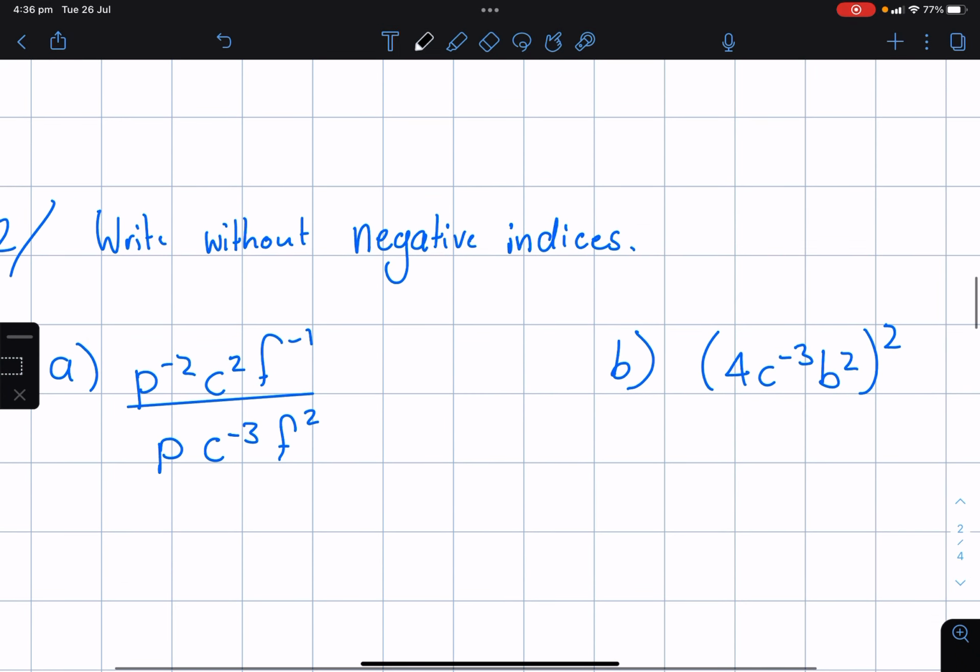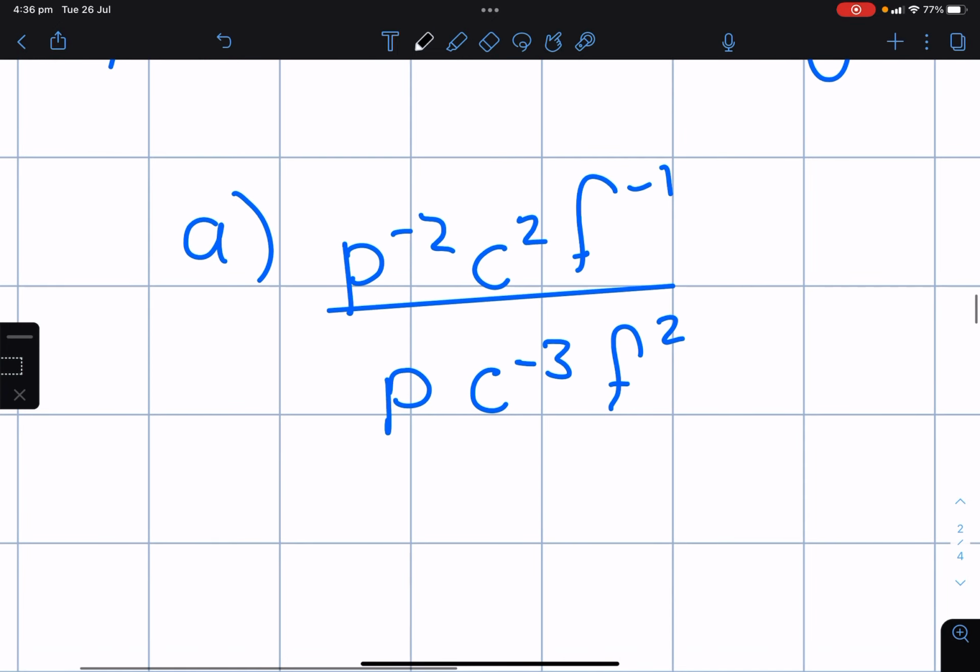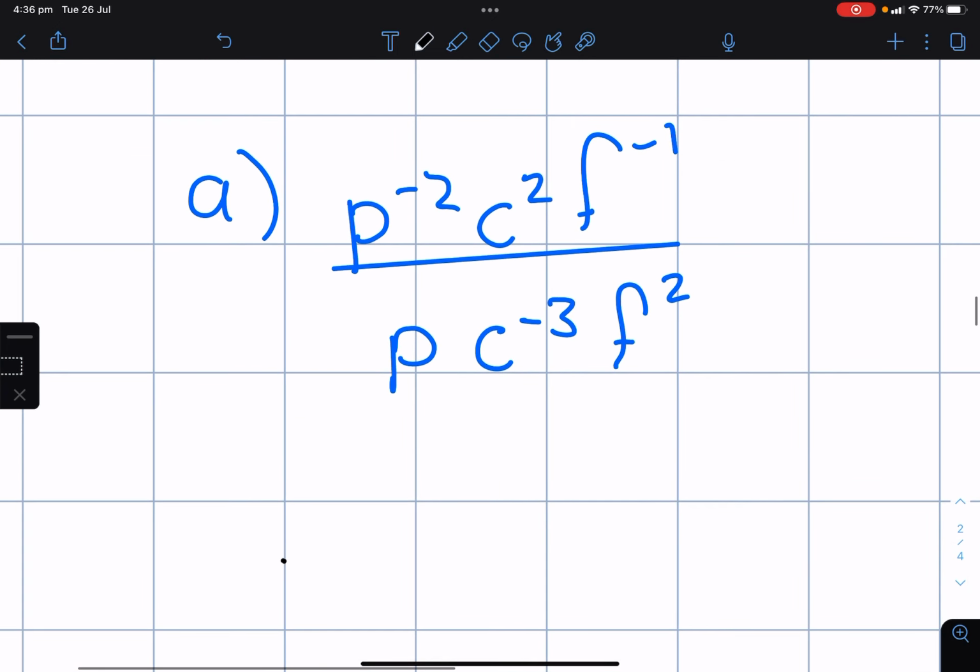So then another couple of examples without the negative indices. So we're going to focus on this one first. What I like to do is identify where my negative indices are. So I've got a negative index here, here, and here. So we know these 2 are going to jump to the bottom and this one's going to jump to the top. So we're still going to have our fraction bar.